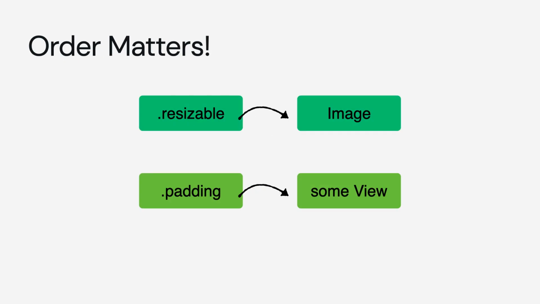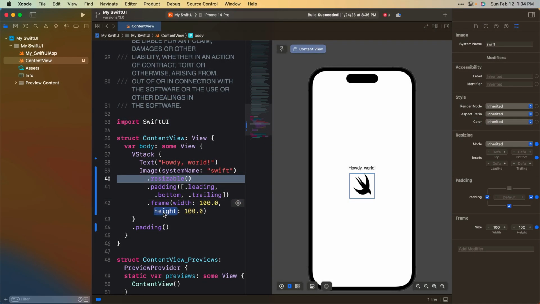In this example, both frame and padding are part of the view protocol, and they return some view. If you apply either of those directly to an image, you're not going to get an image back. The type changes. You'll get some view, and that resizable method won't be available to you. But if you switch that around and use resizable first, problem solved.